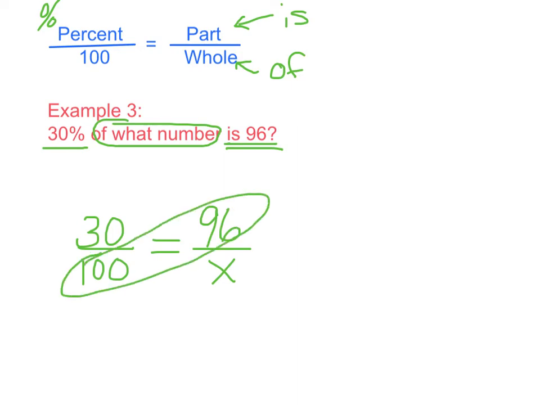Finally, we're going to solve it. X equals 96 times 100 divided by the 30. Throw that into a calculator, and X equals 320.